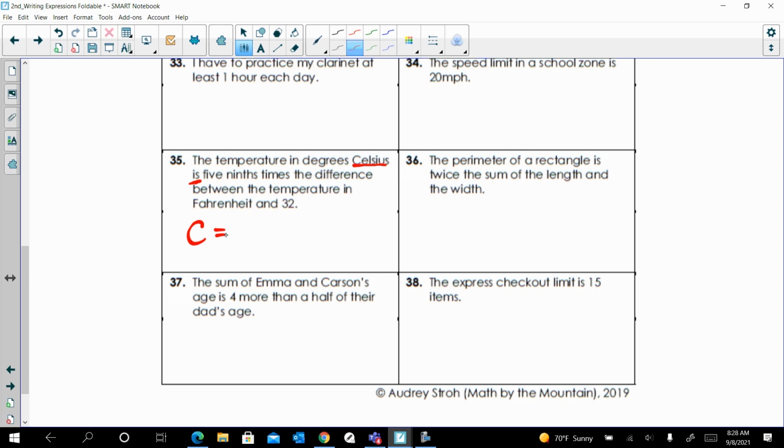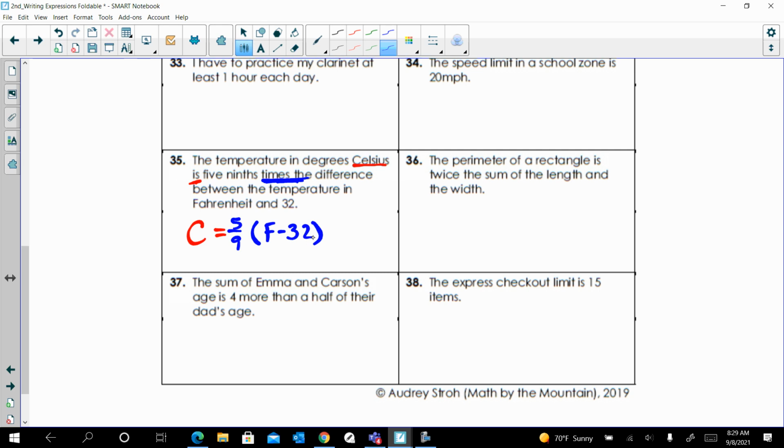So 5/9 times the difference. Do y'all see right here where it says times the? We're doing 5/9 times the difference between the temperature in Fahrenheit and 32, so we need parentheses. We're going to put 5/9 in front of the parentheses, and then show the difference between the temperature in Fahrenheit and 32. Yep, F minus 32. And that is the formula to convert to Celsius.